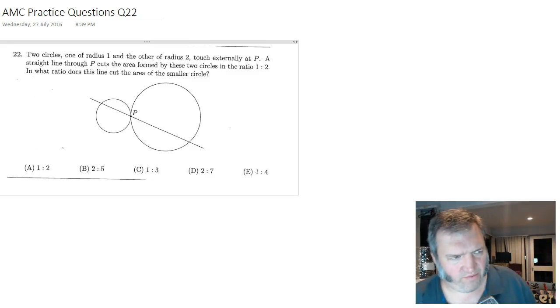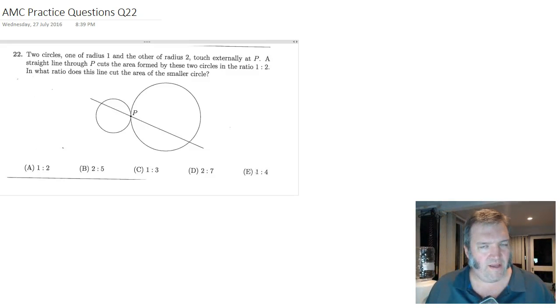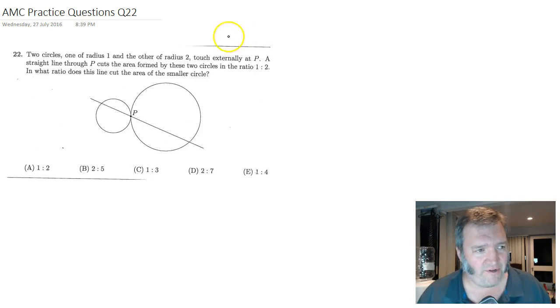So a bit of a geometry problem solving one we've got here. Question 22, so they're getting a little bit tough. There's a bit of thought involved in these ones.